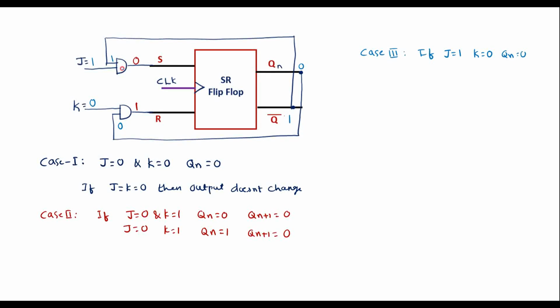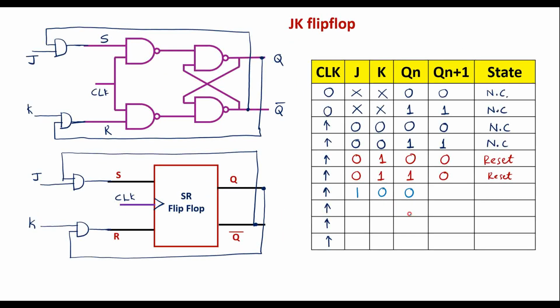So now output of this AND gate is 1. This will be 1. Output of this AND gate will be 0. So now here we can observe that S value is 1, R value is 0. That is, in SR flip-flop, if S is 1 and R is 0, the flip-flop will set. That is, Qn output will become 1. So Qn will become 1 means that is nothing but Qn plus 1. So here, therefore, Qn plus 1 is equal to 1. The flip-flop will set. Therefore, flip-flop will be set. The status will be set.